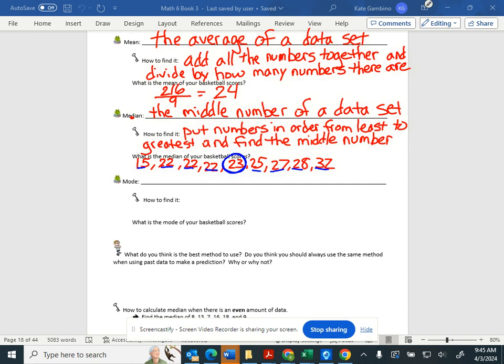Then we have our mode. Who knows the definition for mode? Connor? Yeah. The number found most often in a data set.